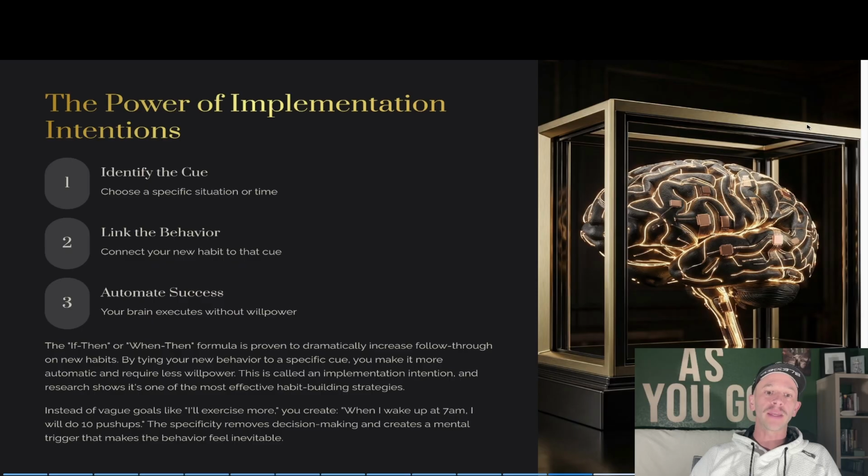By tying your new behavior to a specific cue, you make it more automatic and it requires less willpower. This is called an implementation intention, and research shows it's one of the most effective habit-building strategies. Instead of vague goals like I'll exercise more, you create, when I wake up at 7, I will do 10 push-ups. The specificity removes decision-making and creates a mental trigger that makes the behavior feel inevitable.